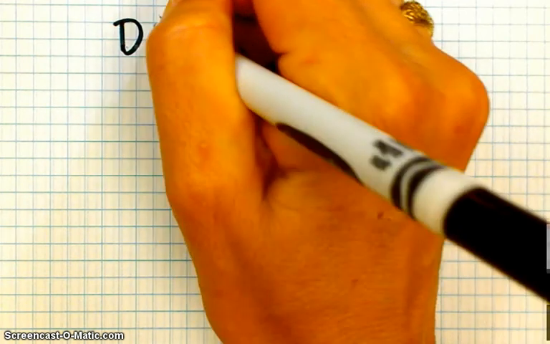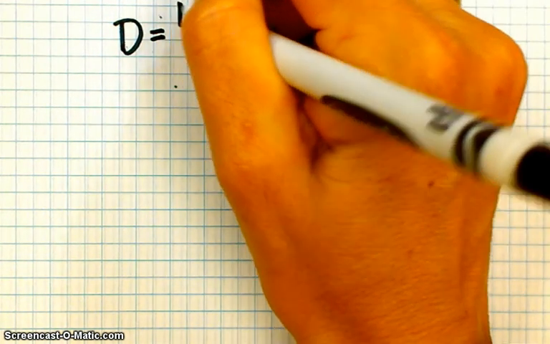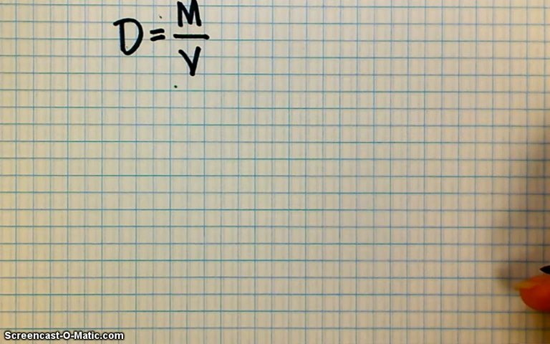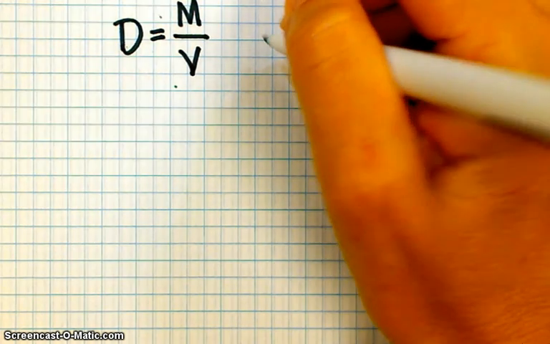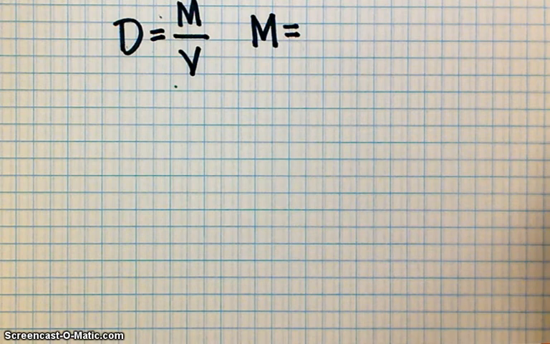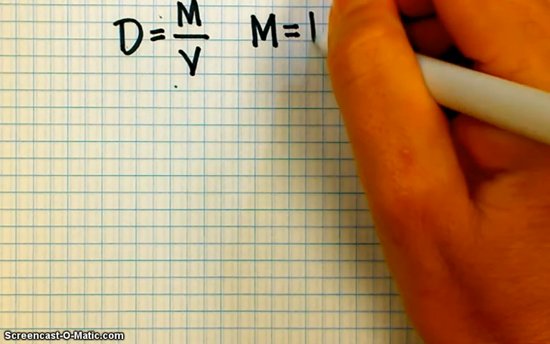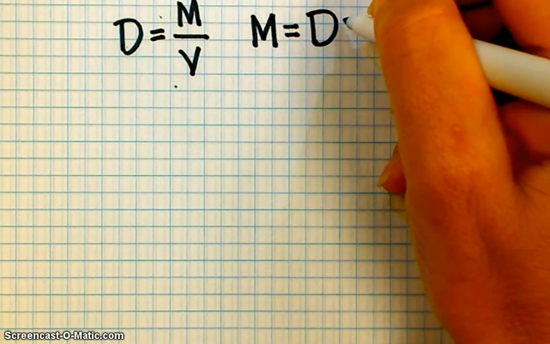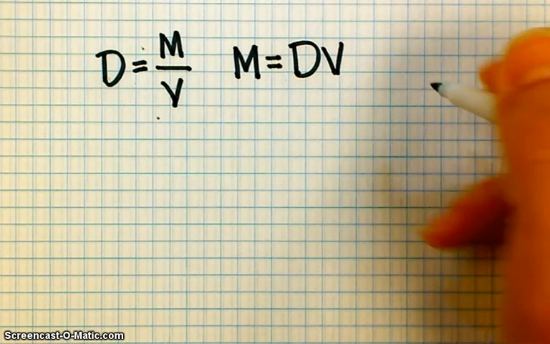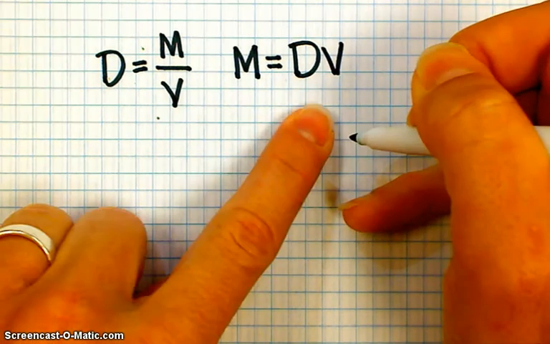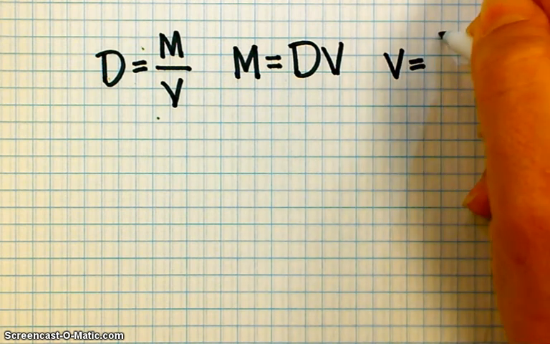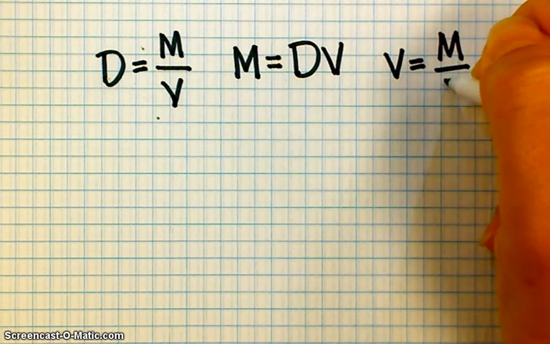All right, first, density is mass divided by volume. But if you needed to know the formula for mass, you just multiply both sides by V to move it, and mass is density times volume. Well, what if you needed to know volume? Well, you would divide both sides of this by density. And so volume is going to be mass divided by density.